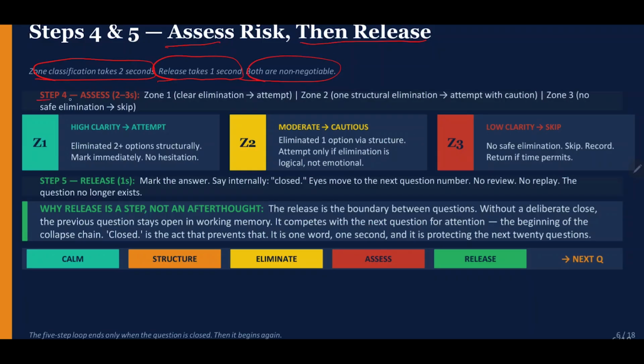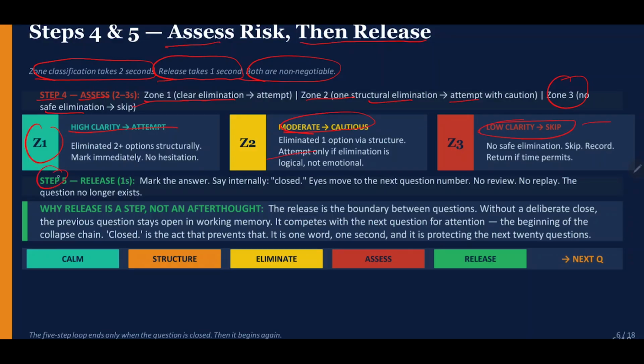So step 4, assess. Zone 1, clear elimination attempt. Zone 2, one structural elimination you can attempt with caution. Zone 3, no safe elimination, skip. So zone 1, high clarity, attempt. Moderate, attempt with caution but not emotionally. Low clarity, skip.